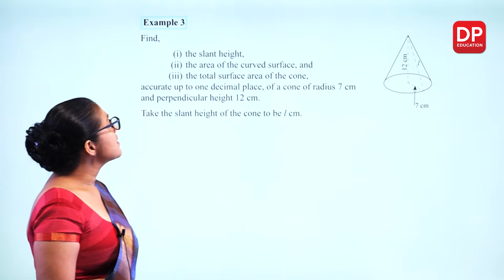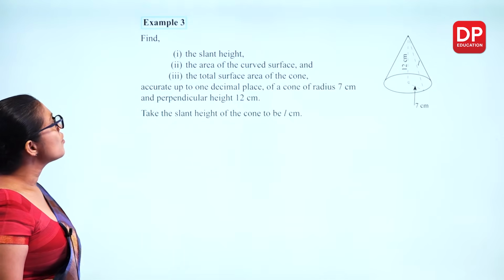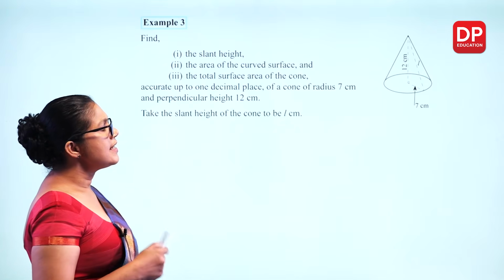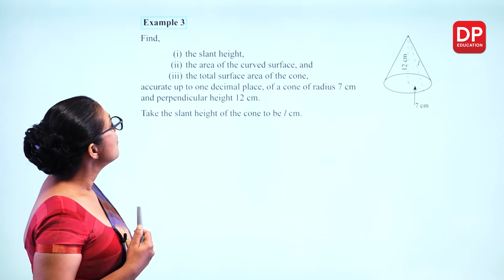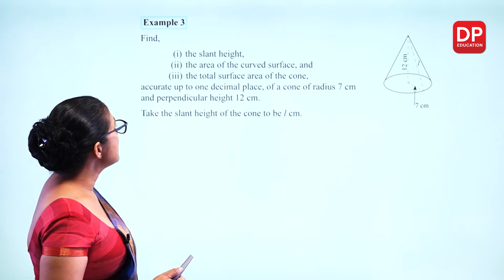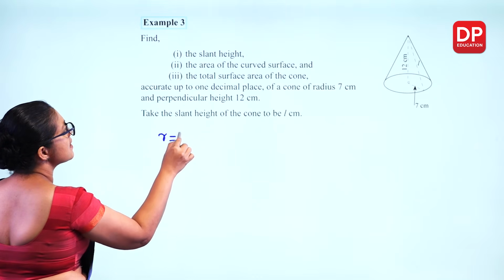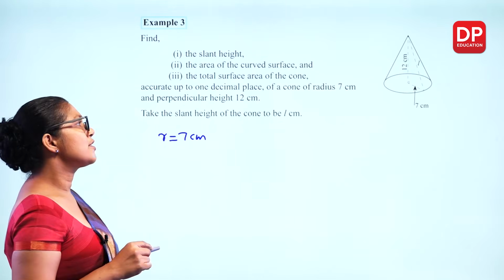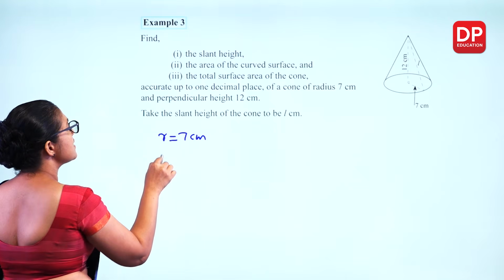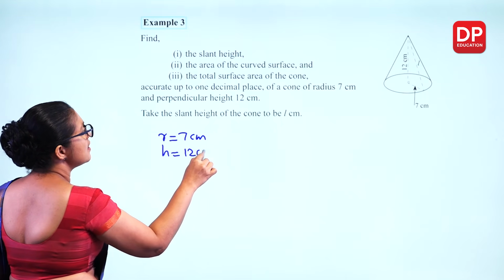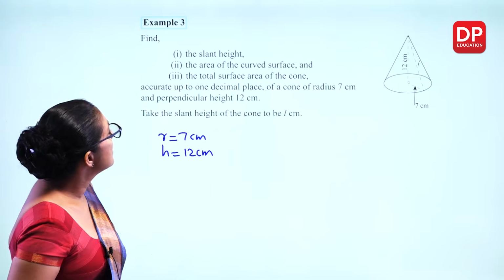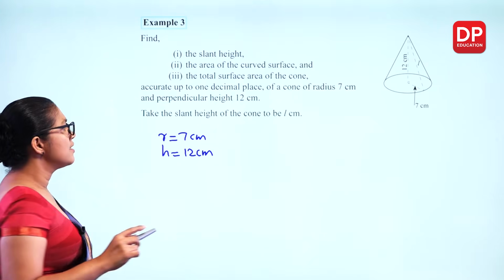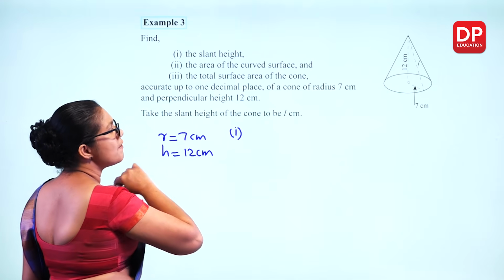Now we'll take example number 3. So here a diagram is given. The radius of the circular plane is 7 centimeters. So r is 7, given. Then the perpendicular height of the cone is 12. So what is that? h is given as 12 centimeters. So you are asked to find out the slant height.